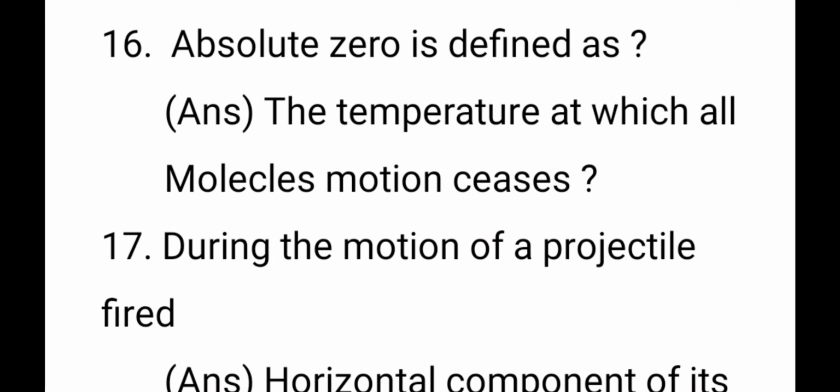Question number 1. Which waves cannot be polarized? Ultrasonic. Next question. Absolute zero is defined as the temperature at which all molecular motions cease, so the molecules cannot travel. This ceasing of molecular motion at minus 273 degrees is the absolute zero temperature.